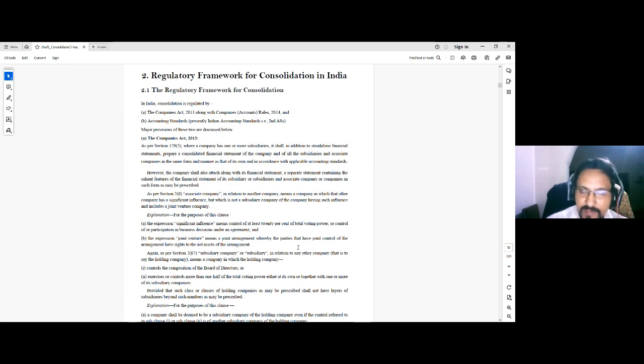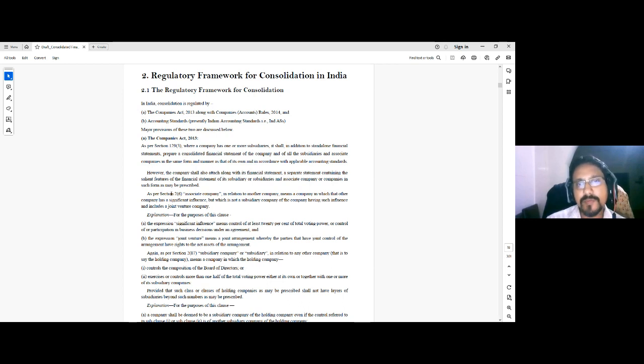This is done by consolidating its own figures along with the financial figures of all its subsidiaries and associate companies taken together. So, as per Companies Act 2013, Section 129(3), consolidation is a legal compliance for holding companies or parent companies.